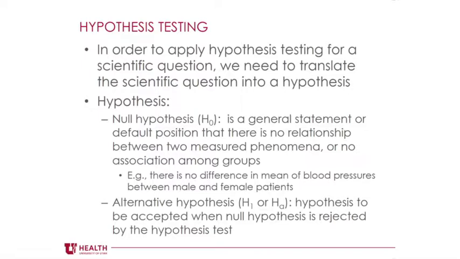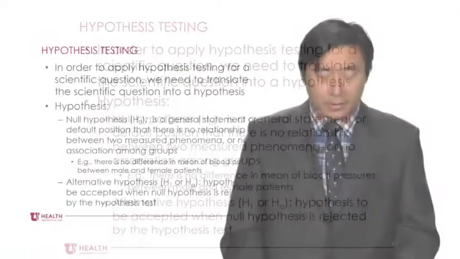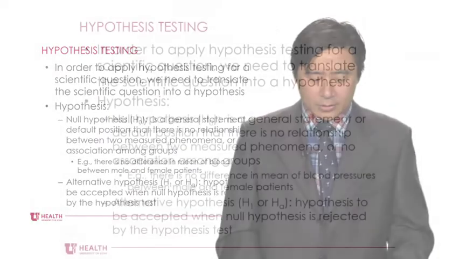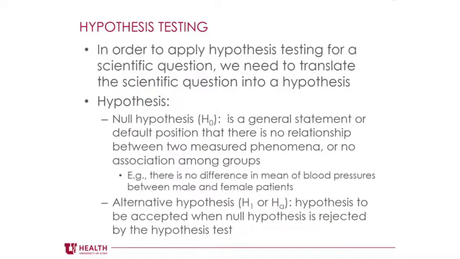For example, the null hypothesis can be that there is no difference in mean blood pressure between men and women. The other type of hypothesis is called the alternative hypothesis. Usually it's denoted by H sub 1 or H sub A. This is the hypothesis to be accepted when the null hypothesis is rejected by a hypothesis test.